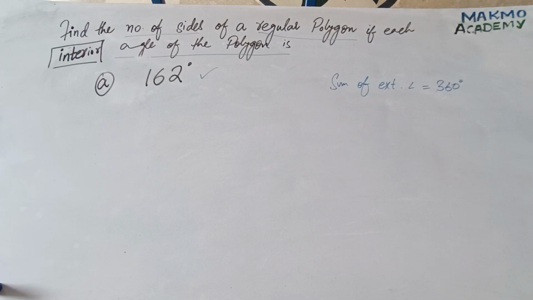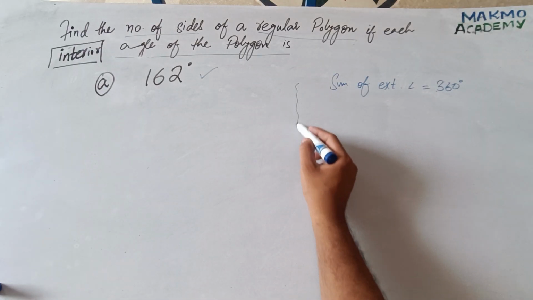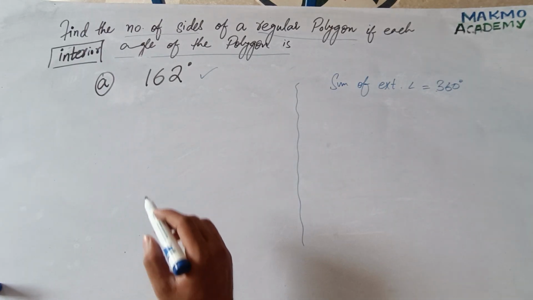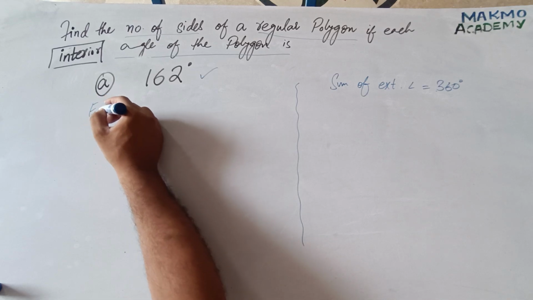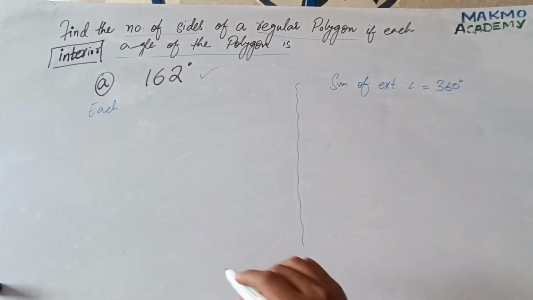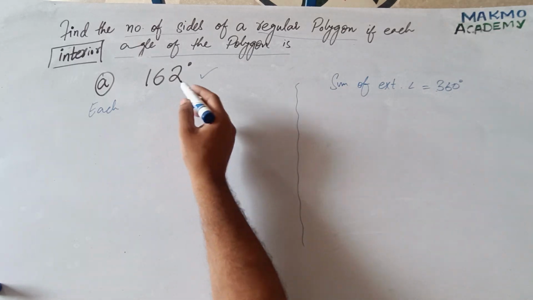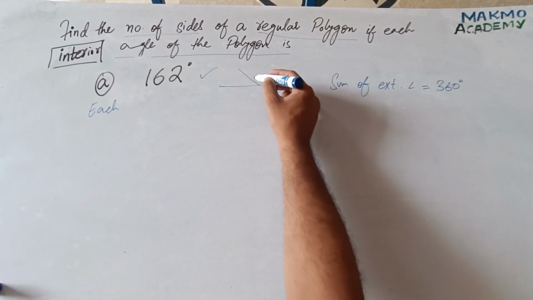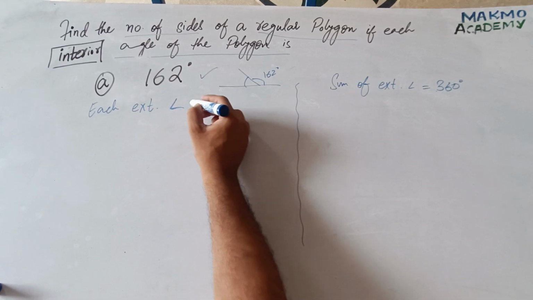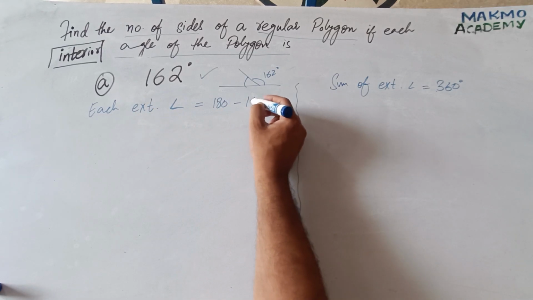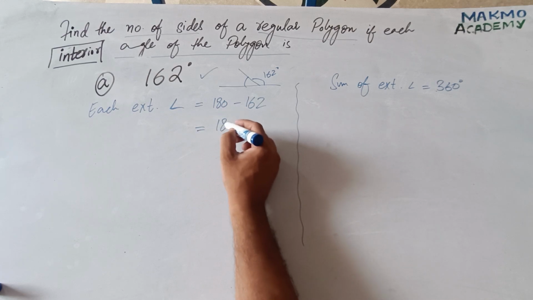And it's a regular polygon, so there are 2 ways to find out. Either first of all find out each exterior angle by subtracting 162 from 180, because they are supplementary angles. Interior angle and exterior angle are both angles on a straight line. So each exterior angle is equal to 180 minus 162, which is equal to 18 degrees.